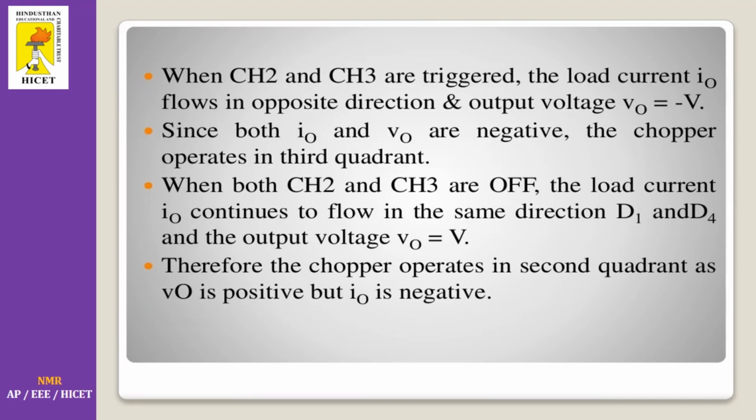When CH2 and CH3 are triggered, the load current I0 flows in the opposite direction. The output voltage V0 becomes negative. Since both I0 and V0 are negative, the chopper operates in the third quadrant. When CH2 and CH3 are in the off state, the load current I0 continues to flow in the same direction through D1 and D4 and the output voltage becomes positive. Therefore, the chopper operates in the second quadrant, as V0 becomes positive and I0 becomes negative.